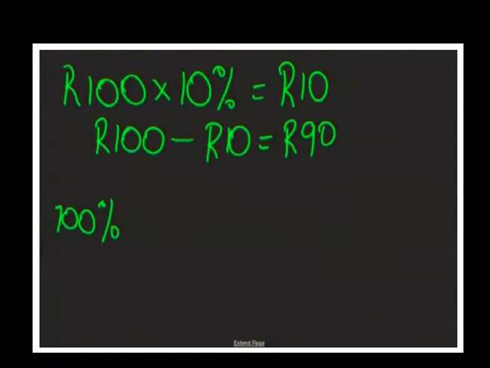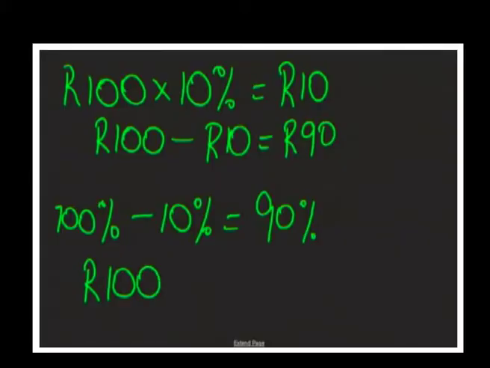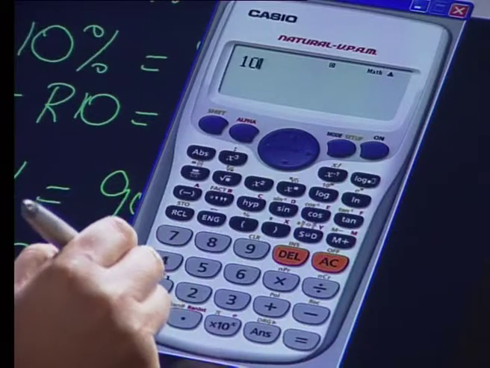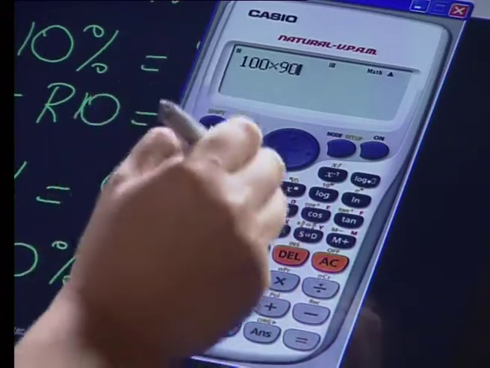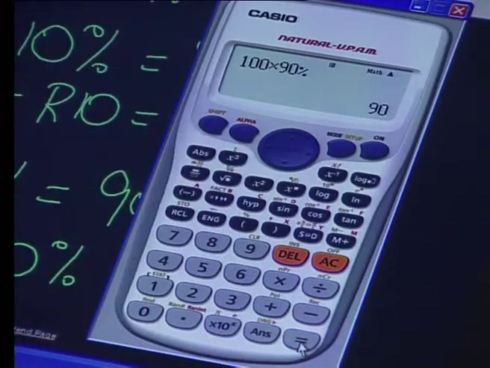So let's try to do this in one step. When we were increasing by percentage, I said take 100% and add the percentage. Now we're decreasing, so we're going to take 100% and we're going to minus our 10%, which leaves me with 90%. And the calculation is exactly the same now. We take our original 100 Rand, we're going to times it by 90%. We're going to do that on the calculator. So we've got our 100 Rand times by 90%, and we see that it is 90 Rand.